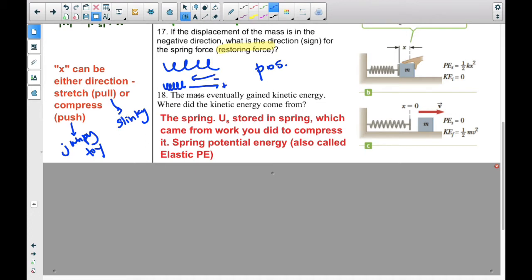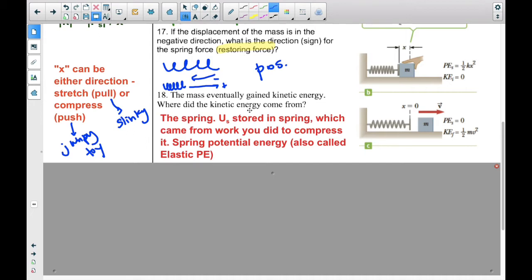Okay, number 18, the mass eventually gained kinetic energy. Where did this energy come from? In other words, we compressed the spring and then it bounced back. Where did that bounce back come from? Well, the bounce back came from the spring itself. You yourself stored work in that spring. You did work, and work is change in energy. So when you did the work, you pushed the spring, and that added energy to your spring.